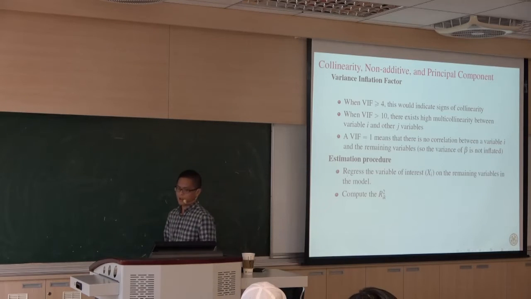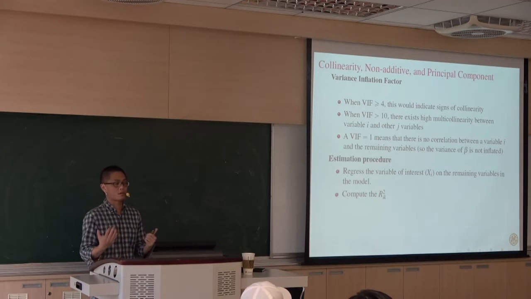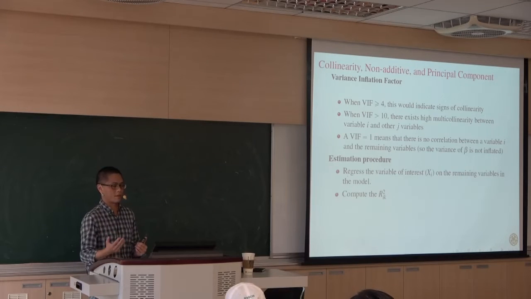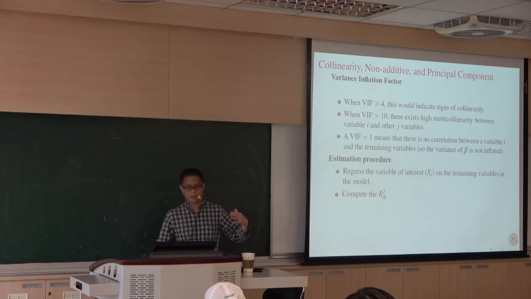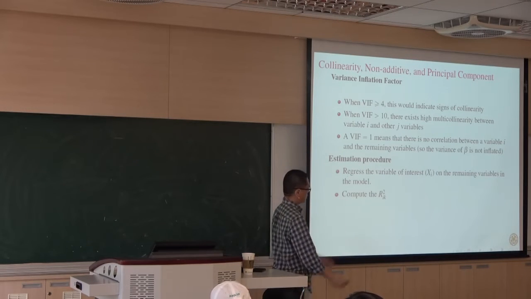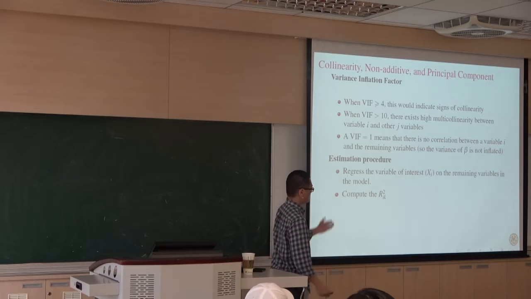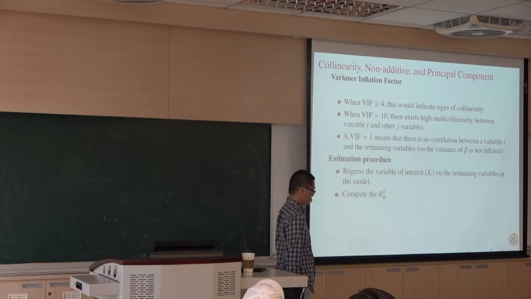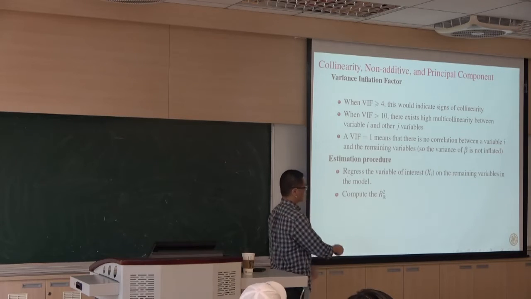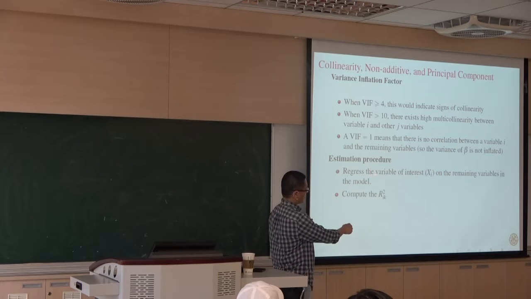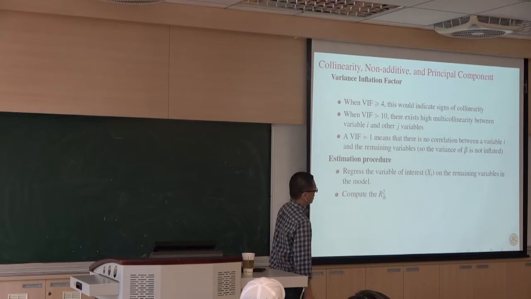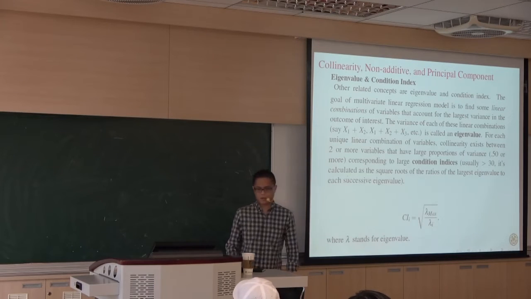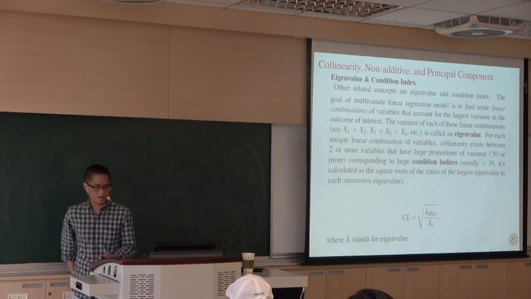On the other hand, if you get VIF equal to 1, that means there's zero correlation between variable i and other k variables. So the estimation procedure is really easy. If you want to calculate this by hand, or simply by coding, that's very simple. Just regress it on the remaining variables in the model and compute R squared. Well, we'll take a 10 minute break after that.